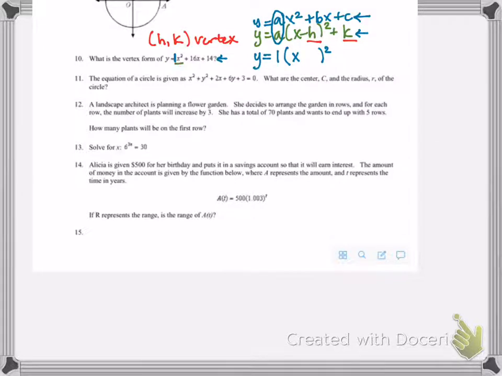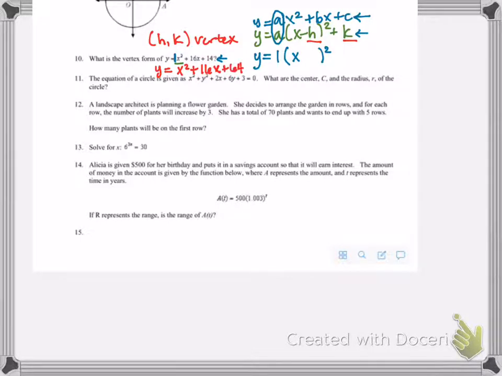Another way to do this is to use a method that we called completing the square. And to complete the square in this problem, you're going to take this 16 here, divide it in half to get an 8, and then square it. So you take the value beside the x, divide it in half, and square it. 16 divided by 2 is 8, and 8 squared is 64. So to complete the square, we're going to have to add a 64.